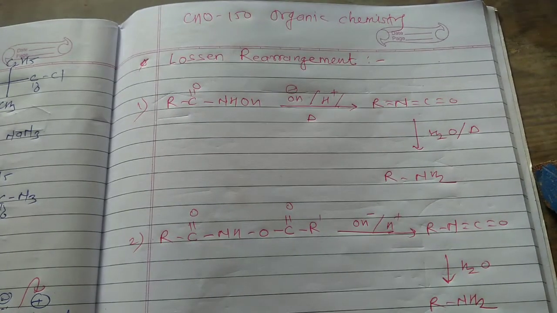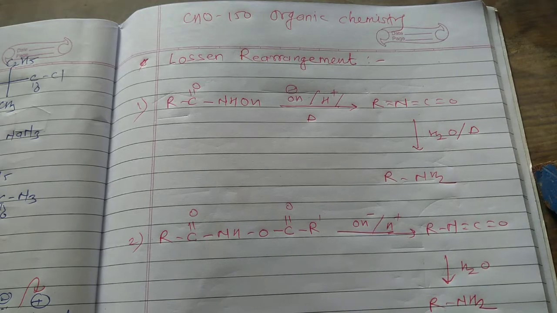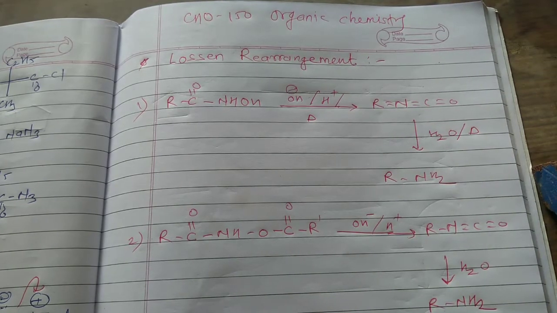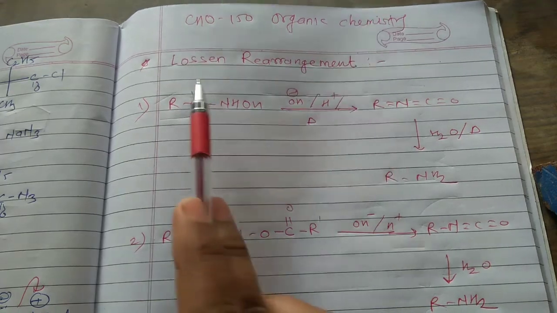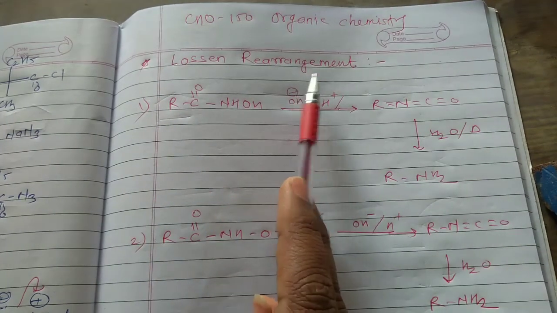We are learning the CHO 150 course, the organic chemistry course for MSc first year students. Last time we learned a number of rearrangement reactions. Today's rearrangement reaction is the Lossen rearrangement reaction.